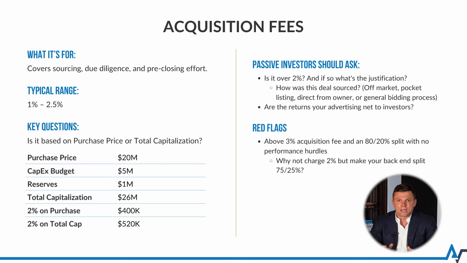Usually it should always be on purchase price. The only reason you would do it on total capitalization, in my opinion, is because you want to make your fee seem lower than it is. But really, when it comes down to dollars and cents, the number is the same.